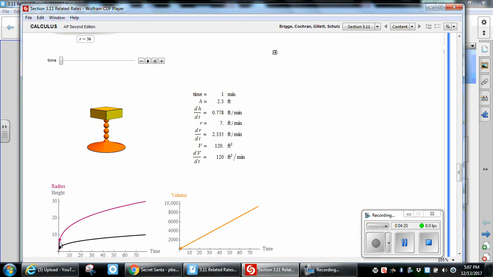The graph colored red is representing the radius, how fast the radius of the cone is changing. And what we have here on the right side is how the volume is changing. The volume of the pile is increasing, so you can see that increasing here. Also, the height is increasing and the radius is increasing. But if you notice, the radius is increasing at a faster rate than the height. So let's play it.